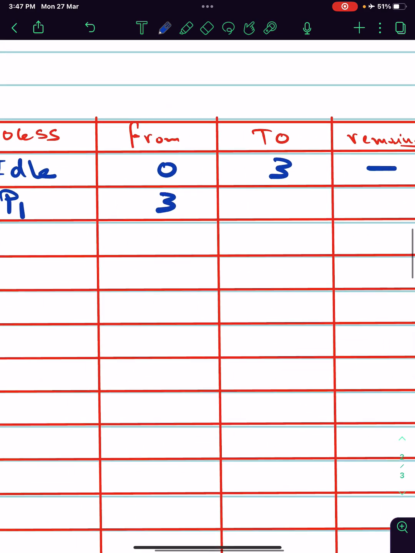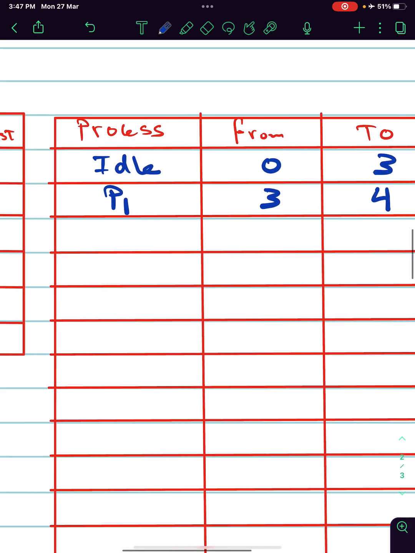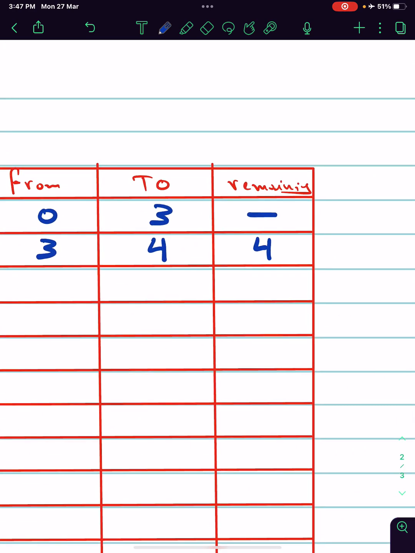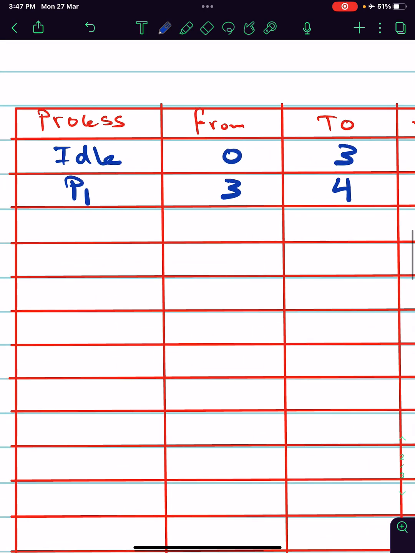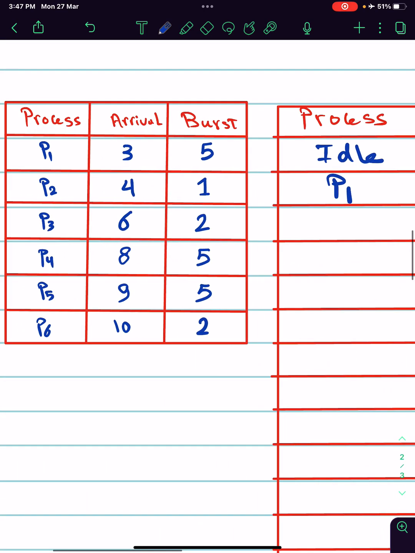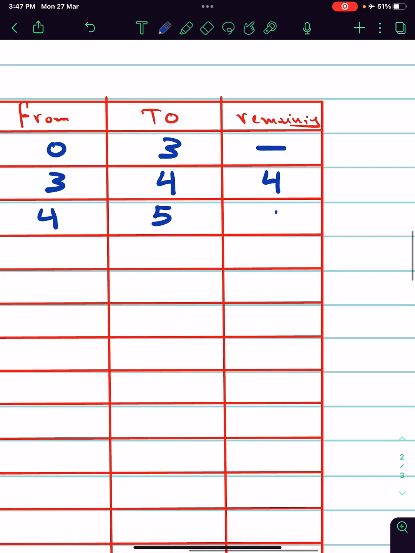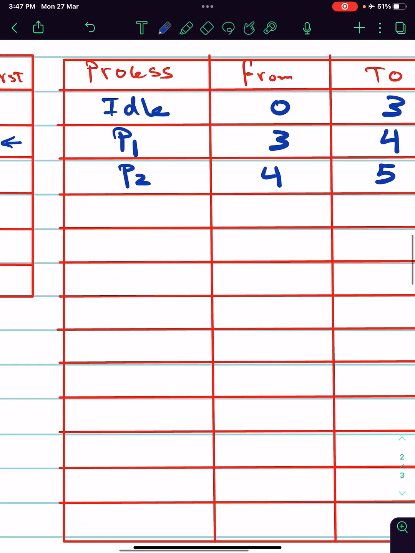It's going to work until time 4. The burst of P1 is 5, so the remaining time is 4. Why? You already did just 1 time slot from 3 to 4, and it has 5 time slots, so the remaining is 4. Why did we stop here? Because P2 arrives at time 4 with a burst of 1. Much shorter than 4. So here P2 is going to work from 4 to 5, and the remaining time is going to be 0 as P2 will finish.